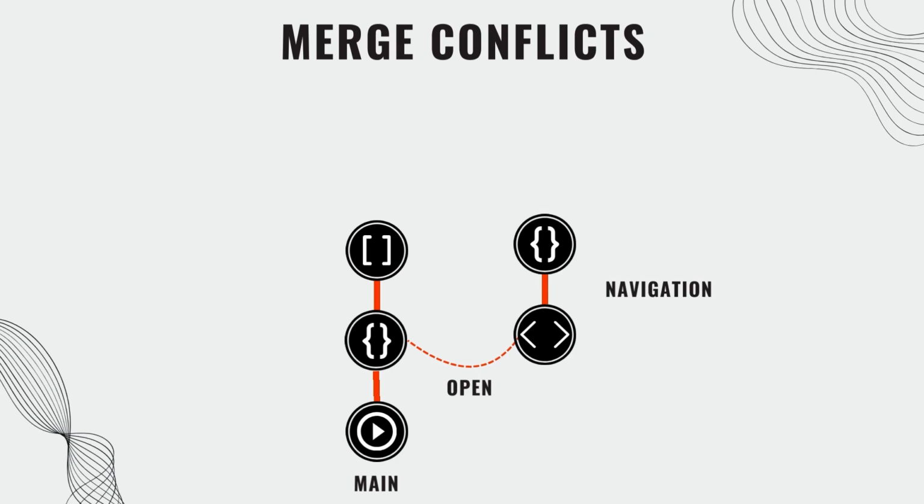Here we have our main branch and we have another side branch open called navigation. Now on line 26 on the main branch there is an H1 with a title. However, in the navigation branch on line 26 there is a nav bar. And so these are different, right? Surely they won't cause any problem.